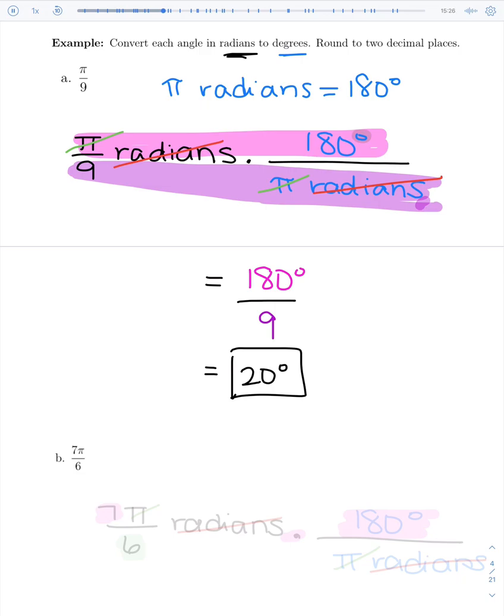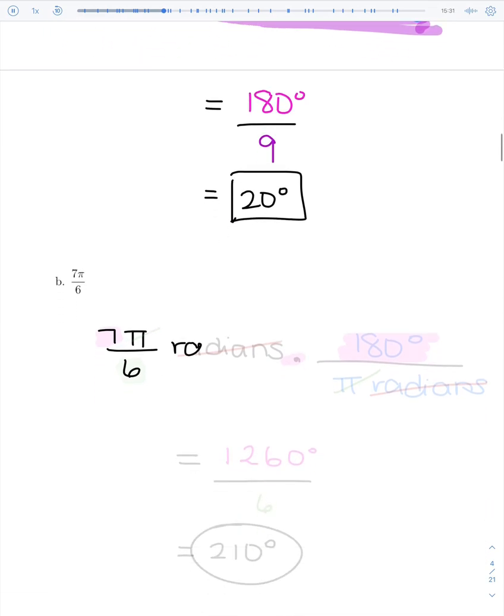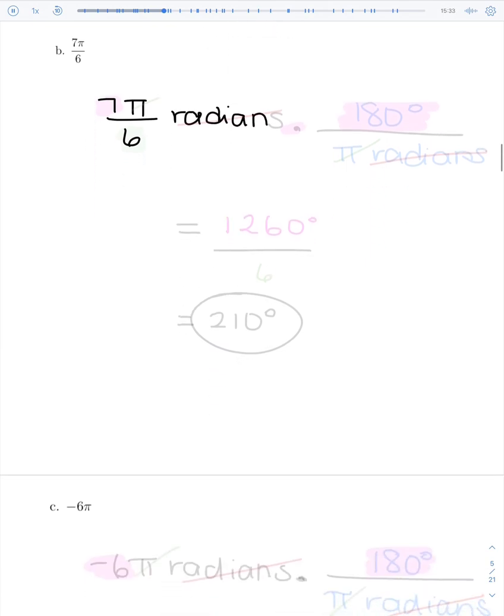Let's try another one. Let's try the next angle, which is 7 pi over 6. And I'm going to again put that this is understood to be in radians, so I don't forget what I'm doing. I'm going to multiply by a factor here. Again, I'm trying to get rid of the radians, so I'm going to put the radians on the bottom. So we'll do our pi radians. And how many degrees are in pi radians? Well, that's 180 degrees. And remember that we're doing this so that the radians on top and the radians on the bottom cancel. However, also the pi on top and the pi on the bottom cancel.